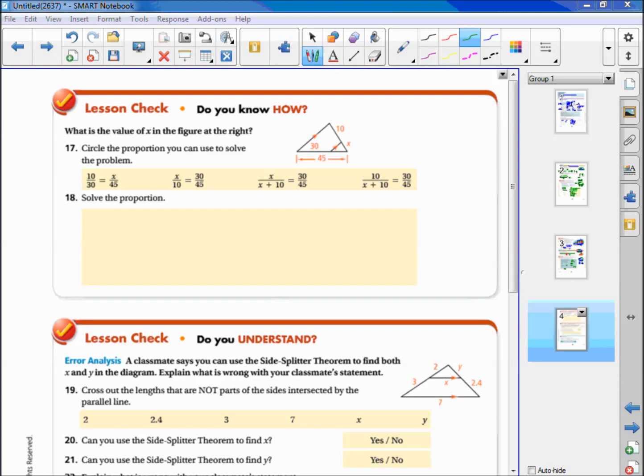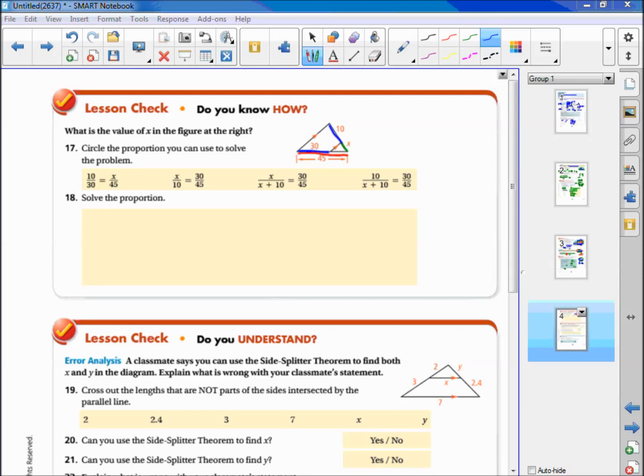All right, welcome back. Let's go through our lesson check here. So what is the value of x in the figure at the right? Over here we're given x, this little piece. We're given 10, the other part of the side. And on this one we're given 45, the whole side of that triangle, and we're given 30, which is part of the triangle.